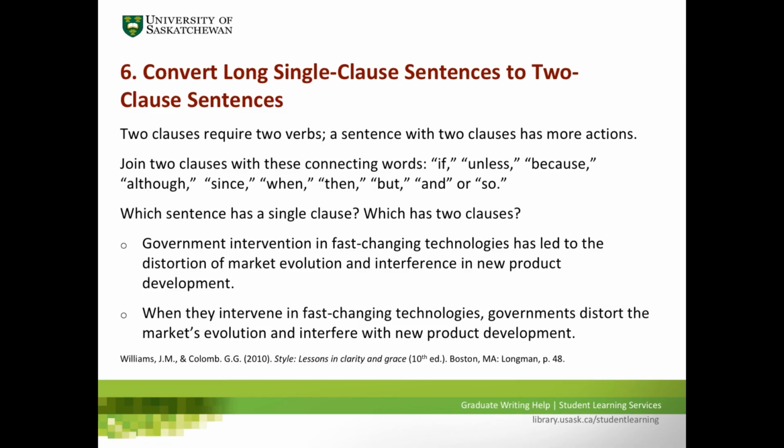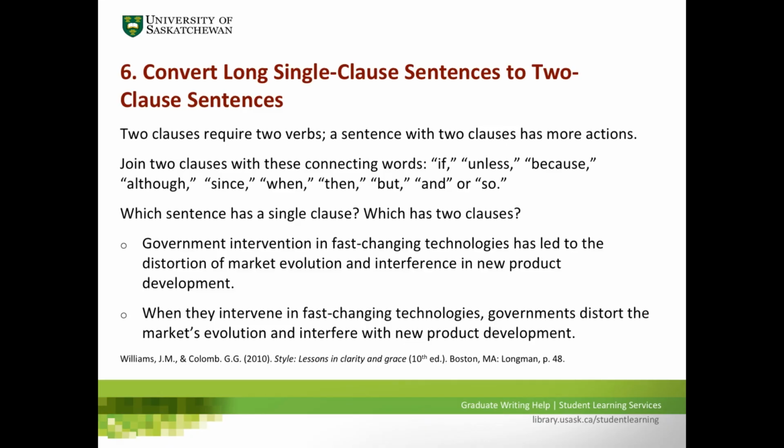The last thing you can do to write more plainly is to convert long single clause sentences to two clause sentences. Why is this helpful? Why does it make your writing plainer? Well, two clauses require two verbs. So therefore, a sentence with two clauses has more actions. And there are lots of ways you can join clauses with connecting words such as if, unless, because, although, since, when, then, but, and, or so. Those are just a few examples of words you can use.